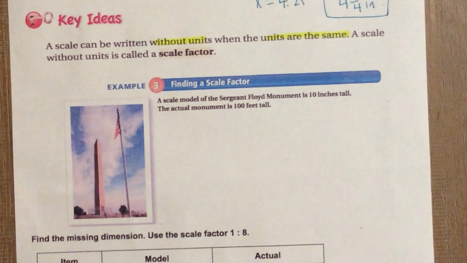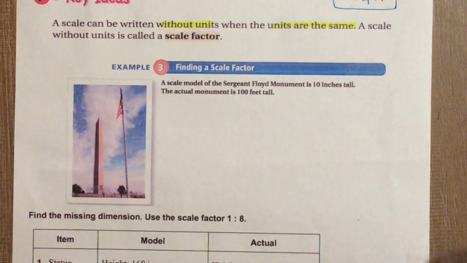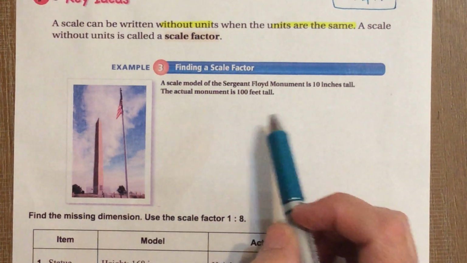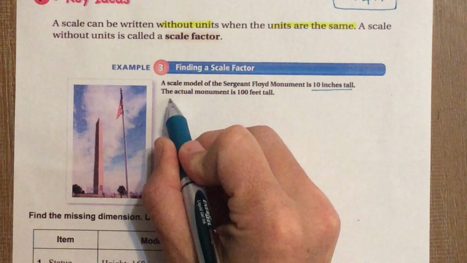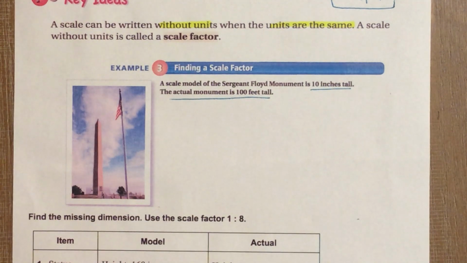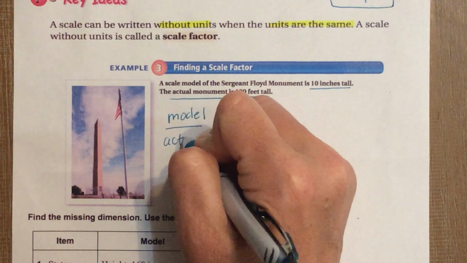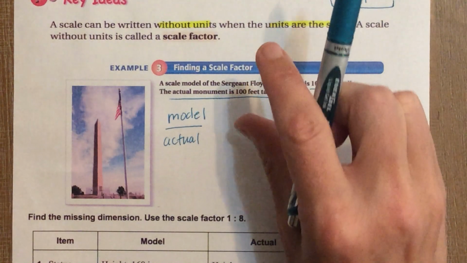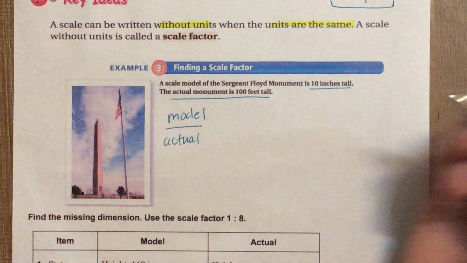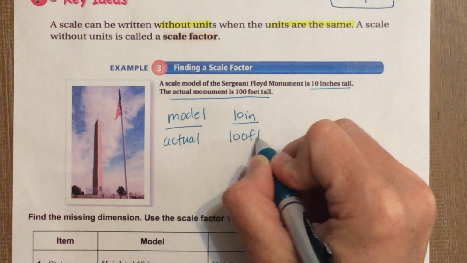So let's look at this first example here. It says we're going to find the scale factor. So we have to do a little bit of work. Okay, so it says a scale model of the Sergeant Floyd Monument is 10 inches tall. The actual monument is 100 feet tall. Okay, so we're always going to put whatever the model is over the actual thing. And the actual thing is this statue here, and the model would be exactly that, the model, okay? Well, I know that the model is 10 inches tall and the actual monument is 100 feet tall.